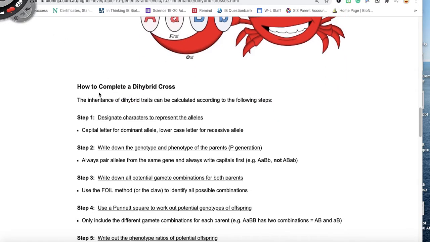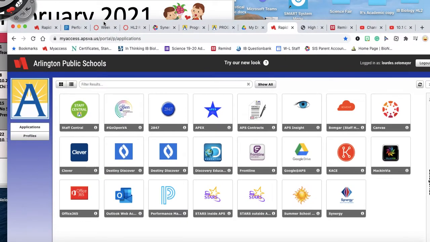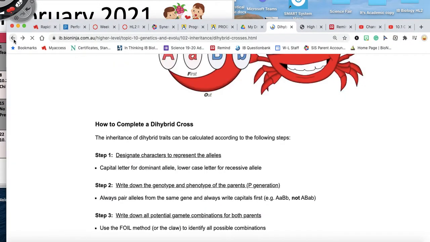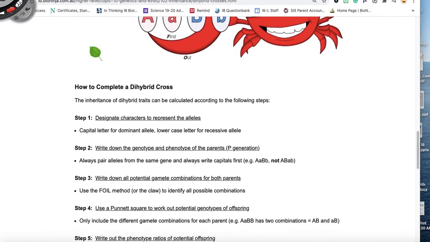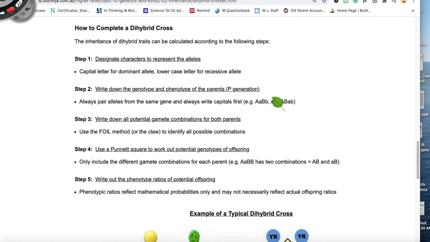So here are step-by-step instructions. Oops, what happened here? Oh no, sorry about that. I lost my place there. Here we are. All right, so here we have step-by-step instructions on how to complete a dihybrid cross, right? So first you designate characters to represent the alleles. Capital letter for a dominant allele, lowercase letter for recessive allele.